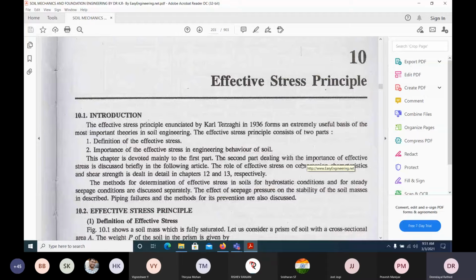So what is meant by effective stress? Suppose I ask you, at a depth H below, what is the total stress if I keep my palm below the soil at a depth H or 1 meter, something like that? How do you generally calculate it? I have explained previously. If the unit weight of the soil is given, or if the total load or weight of that particular soil is given, how will you find it out?